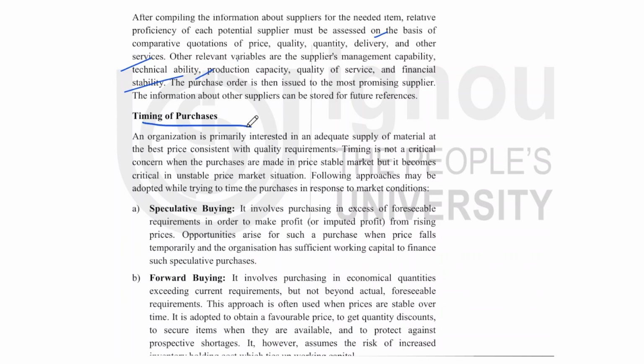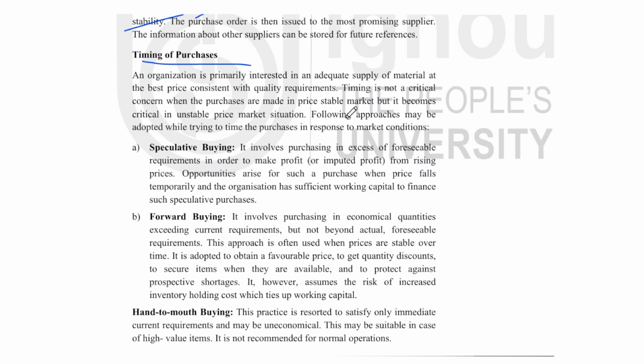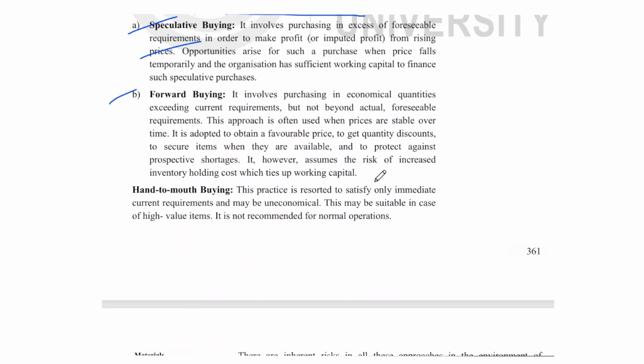Next is timing of purchase. In timing of purchase, approaches may be adopted while trying to time purchase in response to the market condition. One is speculative buying and forward buying. What is speculative buying? It involves purchasing in excess of foreseeable requirement in order to make profit from rising price. And forward buying involves purchasing in economical quantities exceeding current requirements but not beyond actual foreseeable requirements. This approach is often used when prices are stable over time.